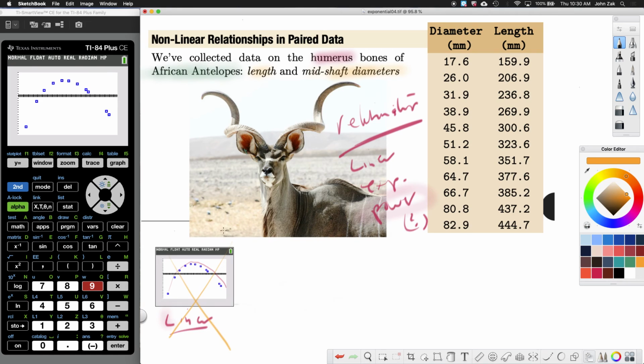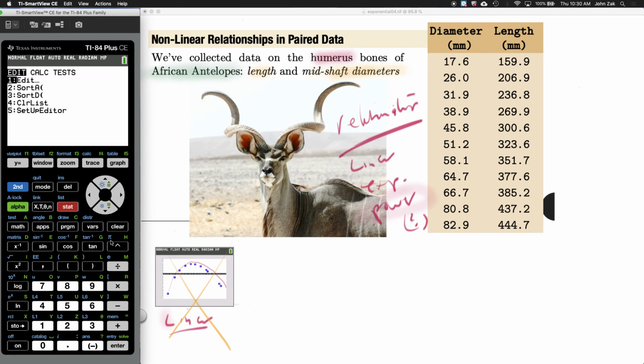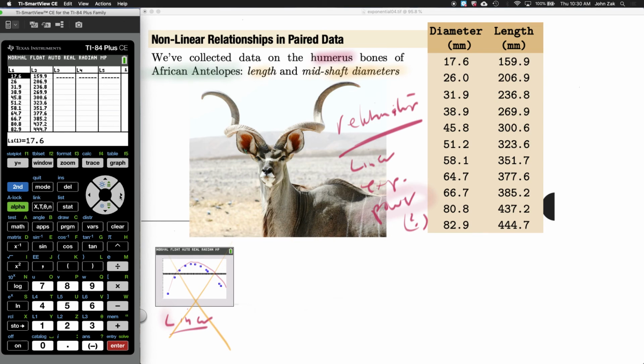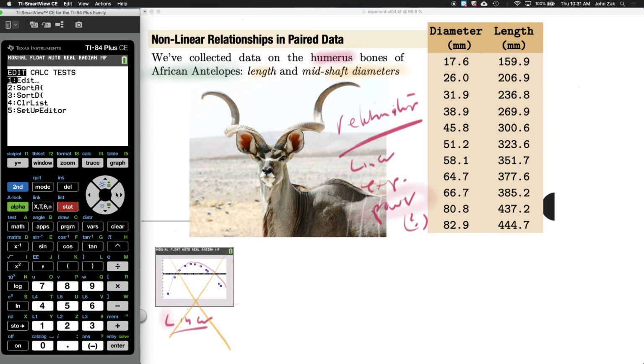Okay, so let's try an exponential model. Now remember, to do the exponential model, we have to do a logarithmic transformation of just the y-coordinates. So I'm going to go over to L3, hit natural log of L2 and paste that down. Now in L1 I've got all the actual diameters of these humerus bones, and the lengths I changed into the natural log of the lengths. Now I'm going to analyze those. I'll go to stat, calc, option 8, and do a linear regression with L1 and L3, and I'll store the equation into Y1, and hit calculate and Shazam.